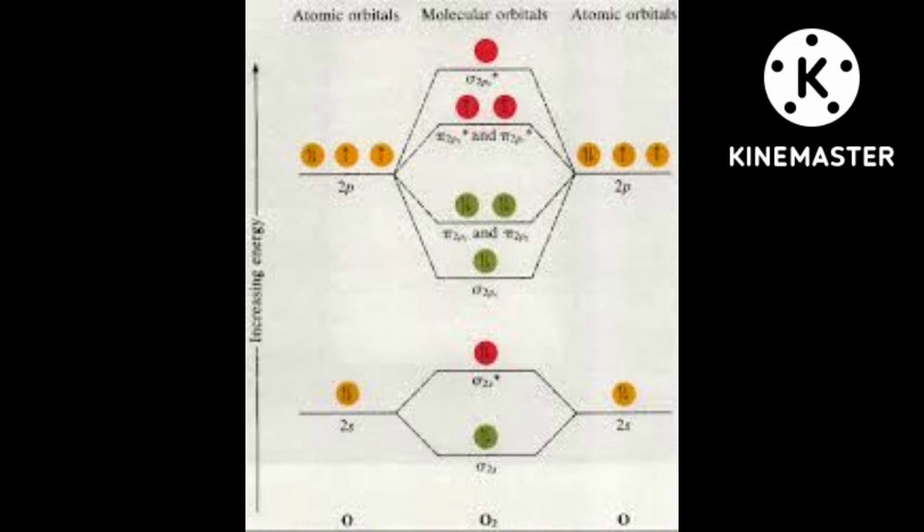In this nomenclature, the sigma symbol is the same as the s I told you. The sigma molecular orbitals are symmetrical around the bond axis, while pi molecular orbitals are not symmetrical. This is the difference.